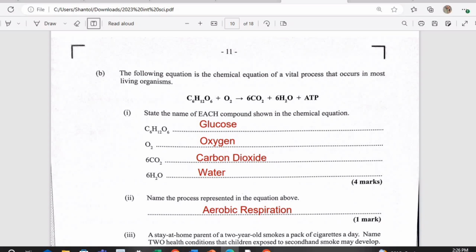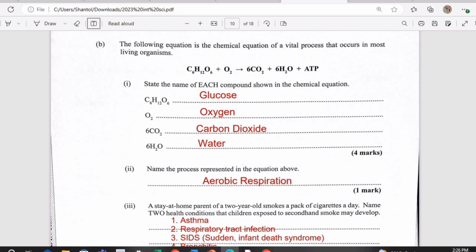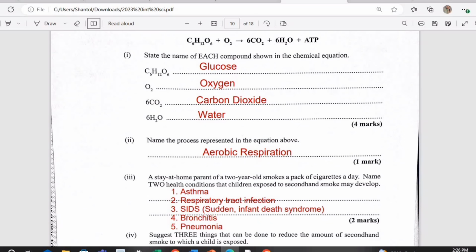Part 3 of the question, a stay-at-home parent of a 2-year-old smokes a pack of cigarettes a day. Name 2 health conditions that children exposed to second-hand smoke may develop. Now, if you said asthma, respiratory tract infection, bronchitis, pneumonia, or even SIDS, which is sudden infant death syndrome, that one was from textbook, then you should have gotten your 2 marks. So any 2 of those, or even if you thought of any other respiratory illnesses, you should get your 2 marks.